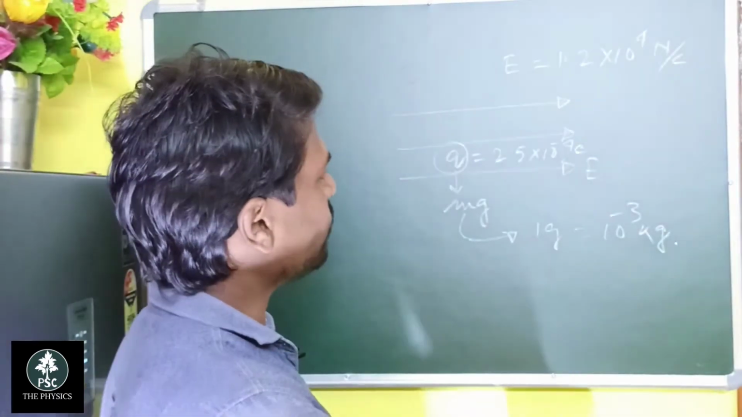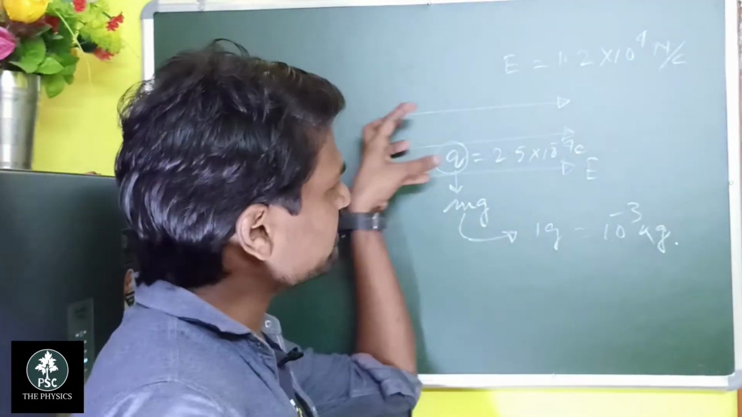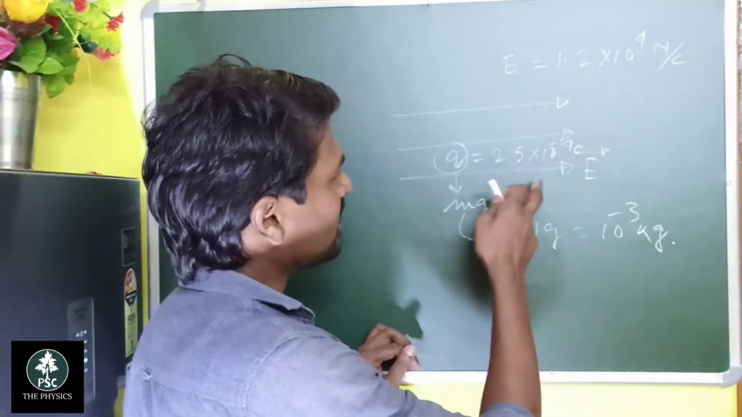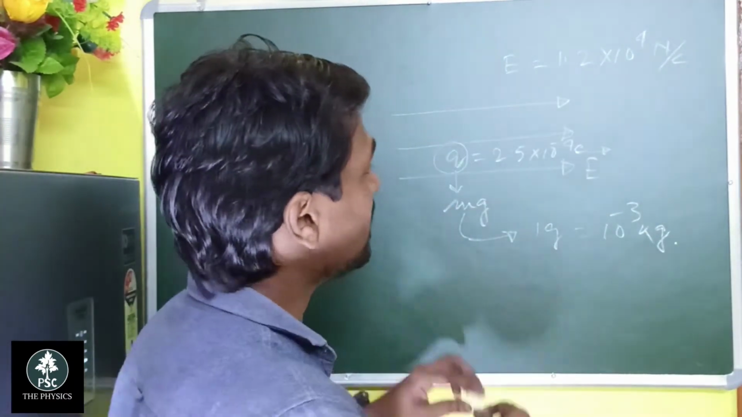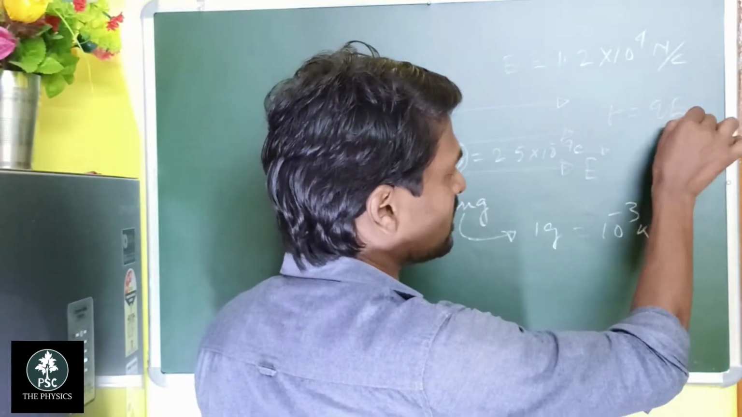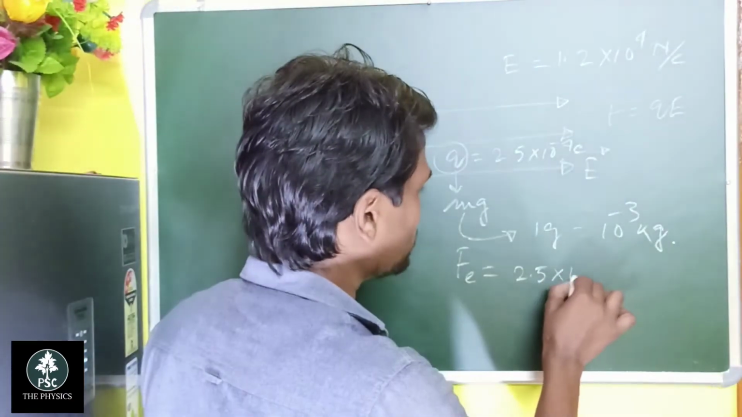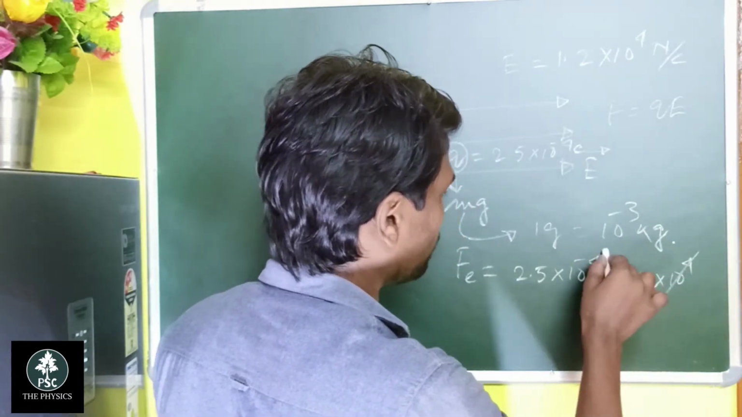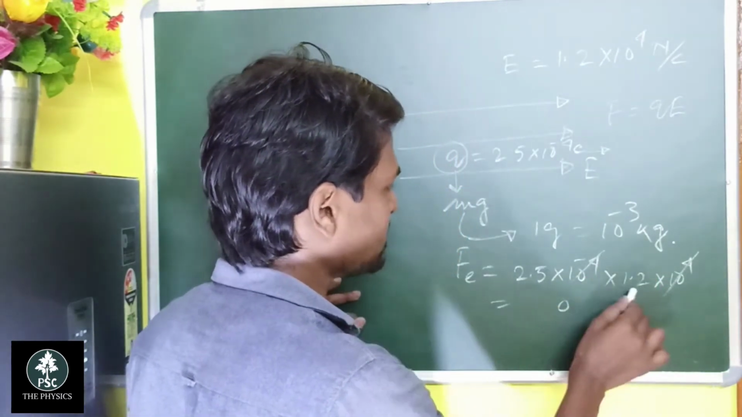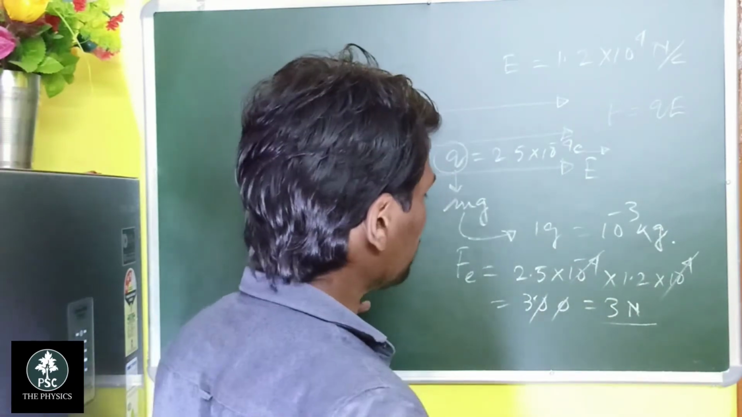The electric force: if a charge is released at a particular point within the electric field, the field can exert an electrical influence on that charge along this direction, and you know that F equals QE. So the electrostatic force is Q, 2.5 into 10 to the power minus 4, into the electric field 1.2 into 10 to the power of 4. The 4s cancel, 5 times 12 is 60, there is 6 and 24, and this is 30 and 0.3, so 3. So 3 Newton force acts.